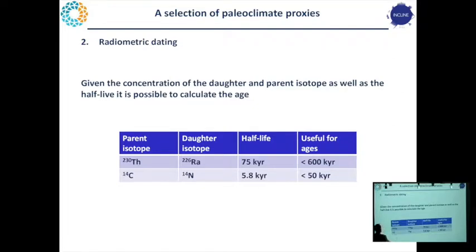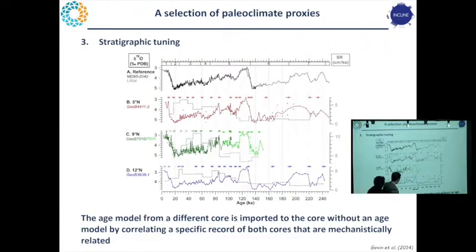This works nicely in tree rings. But it's not working in many other records, and it's not working for ages higher than 50,000 years. And many of our paleoclimate reconstructions are going much farther back in time. So what do we do then? This is an example of stratigraphic tuning. So, third main possibility to date paleoclimate archives: stratigraphic tuning.